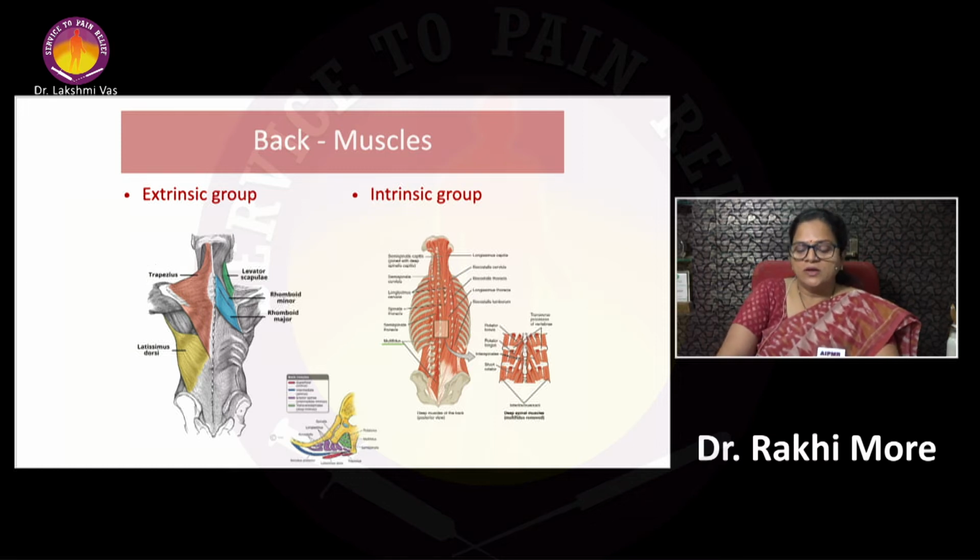Now the muscles of the back are divided into two groups: an extrinsic group and an intrinsic group. You can see in these two diagrams, on the left, the extrinsic group muscles. Here we can see the muscles of the superficial layers, and these are the muscles which have migrated from areas other than the back. These do not take origin from the back itself. The next layer is the intrinsic group of muscles. These muscles take origin and insertion in the back itself.